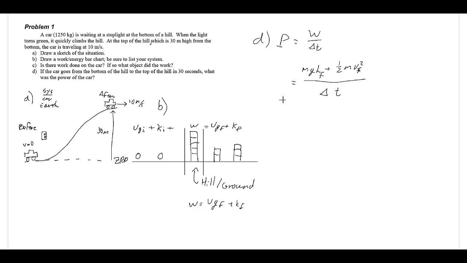So we know m, the mass of the car. We know g, 9.8. We know the height, 30 meters. We know the mass again, and we know the final velocity, 10 meters per second. So plugging everything in here with the time will give you the power spent by the car to get to the top of the hill, or the power that the hill spent to get the car up to the top of the hill. Anyway, moving on.